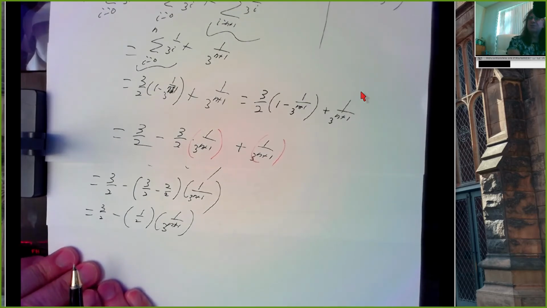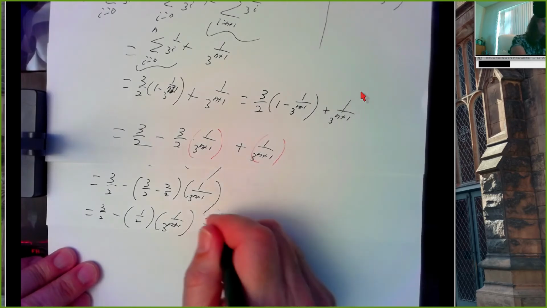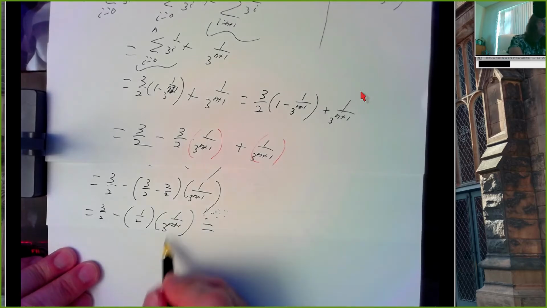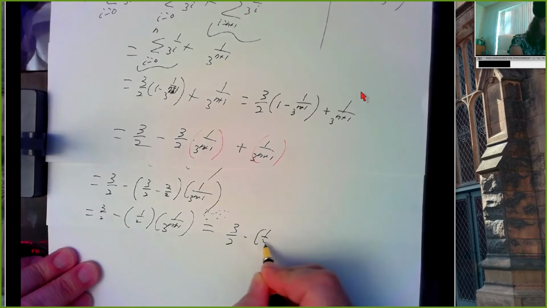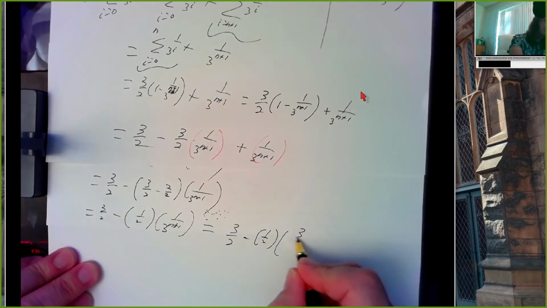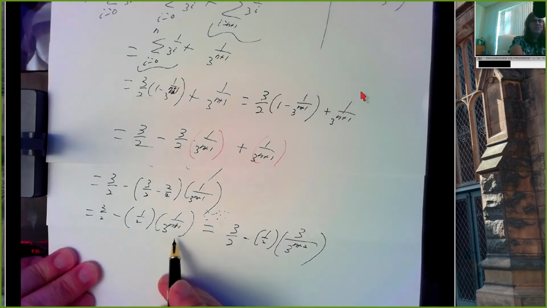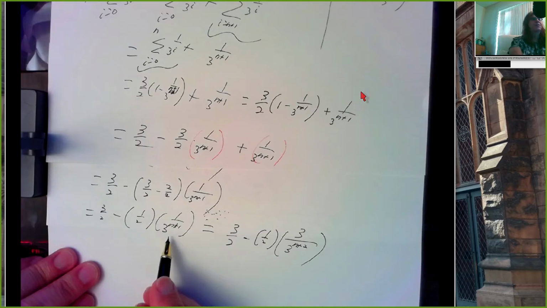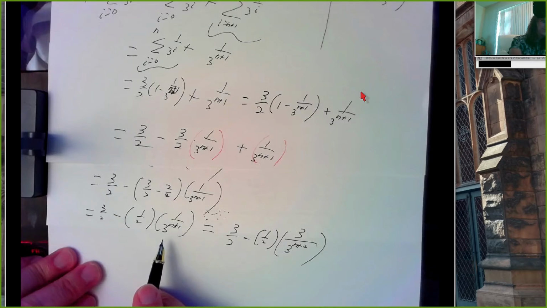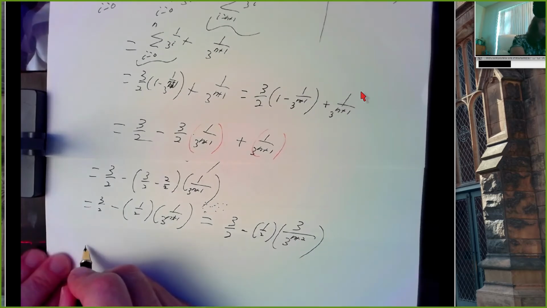So here's the magic. Let's throw some magic dust around here. 1 over 3 to the n plus 1. We can also write this as 3 over 3 to the n plus 2. In other words, we can multiply this by 3 over 3. So we increase the power of 3 on top by 1, we increase the power of 3 by 1 on the bottom. And once you've got it in this form, then it just kind of falls out.